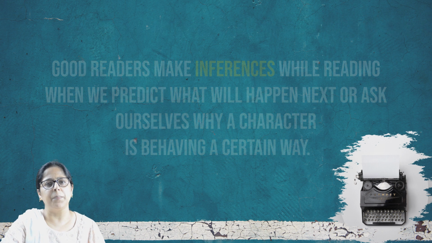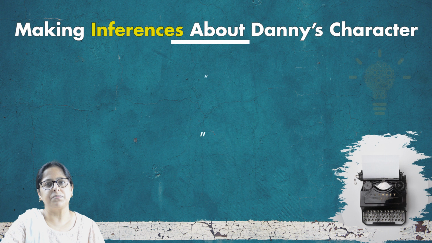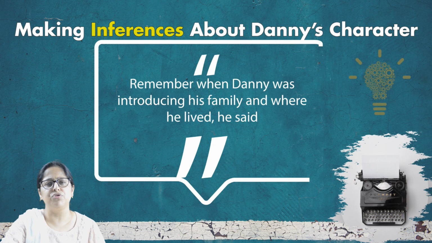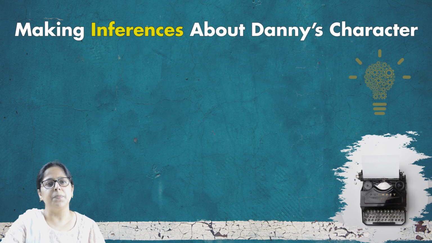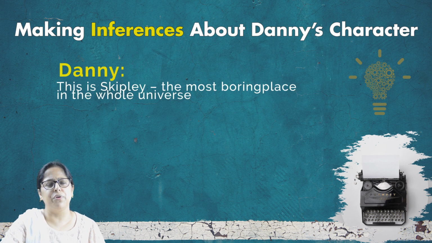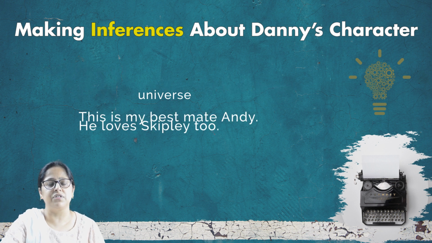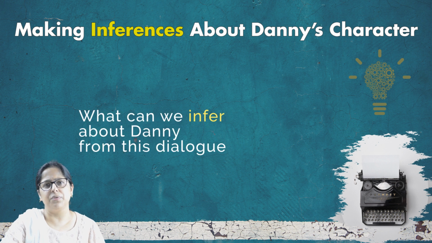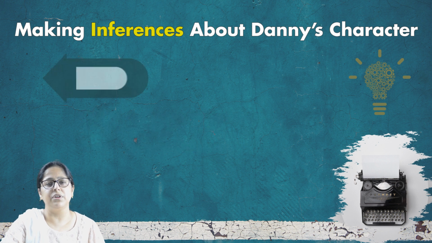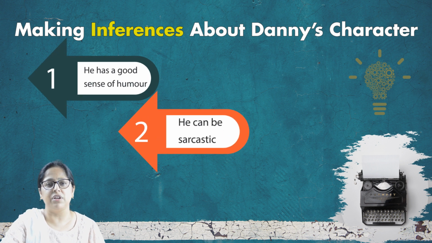So today we'll talk about basically our character Denny from the play script Brother in the Land. Now, if you remember, when Denny was introducing his family and where he lived, he said, "This is Skipley, the most boring place in the whole universe. This is my best mate Andy. He loves Skipley too." What can we infer about Denny from this dialogue?